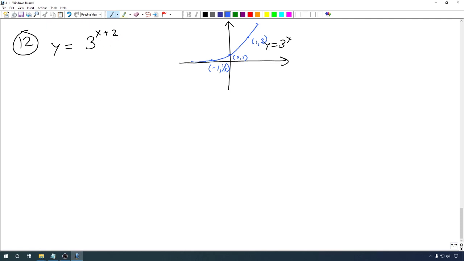What does putting the 2 in there do? Well, when we add 2 to the inside of a function, it causes the graph of that function to be shifted to the left by 2. Basically, what's happening at -2 should play the role as if I plug 0 into this function. If I put -2 in for x, it will be the same as if I was plugging 0 into the function 3 to the x.